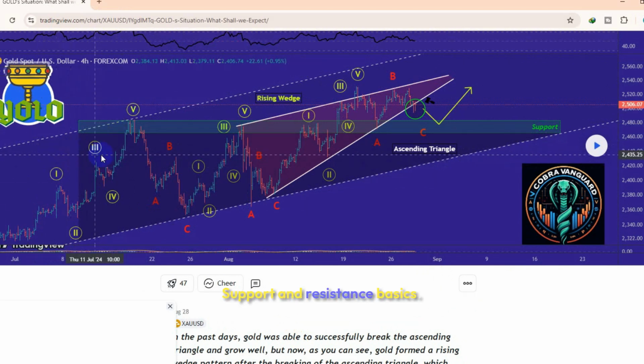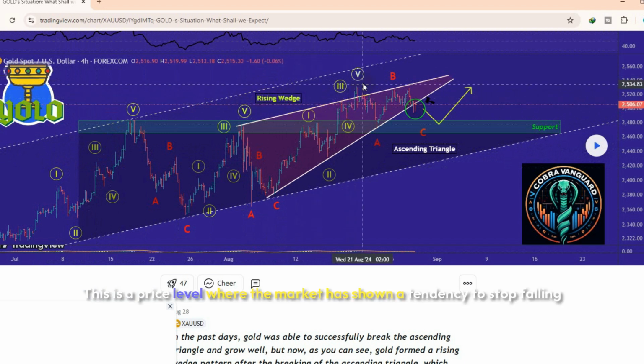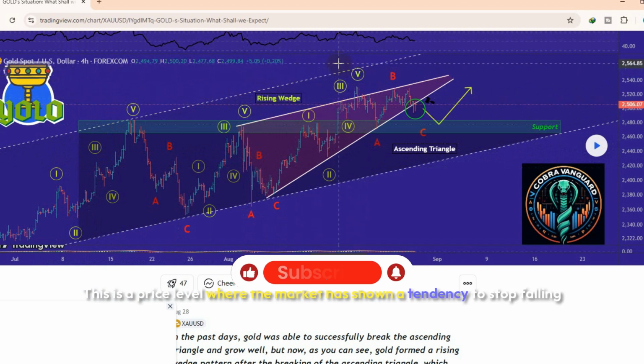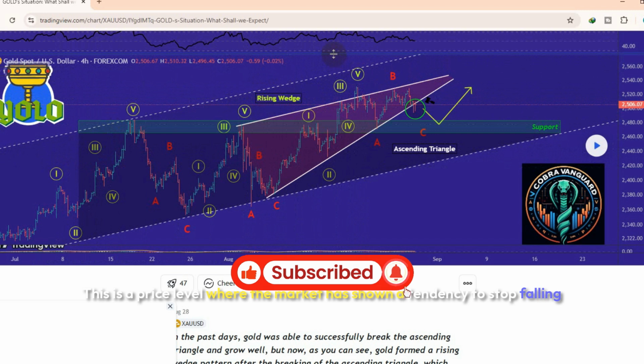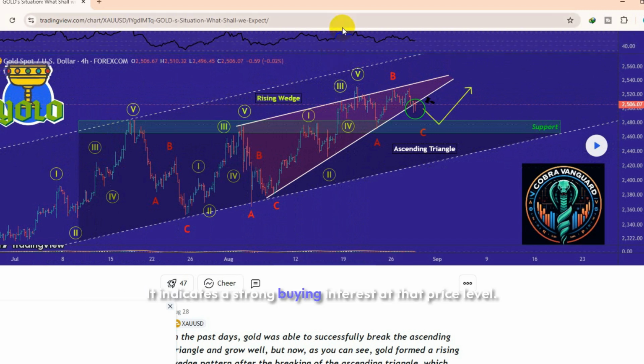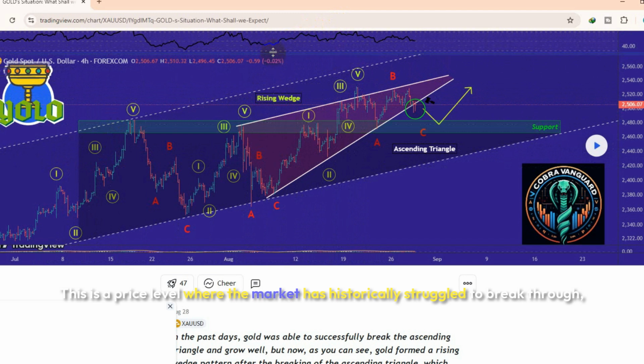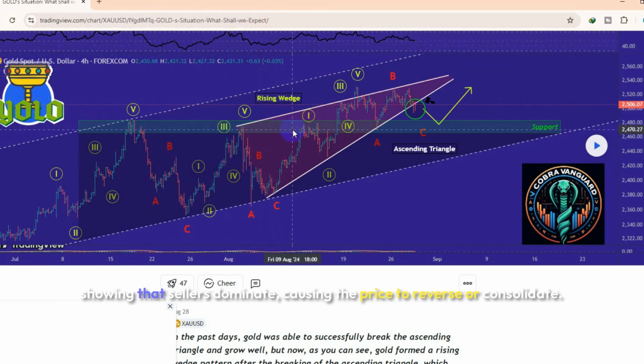Support and resistance basics. Support level. This is a price level where the market has shown a tendency to stop falling and bounce back up. It indicates a strong buying interest at that price level. Resistance level. This is a price level where the market has historically struggled to break through, showing that sellers dominate, causing the price to reverse or consolidate.